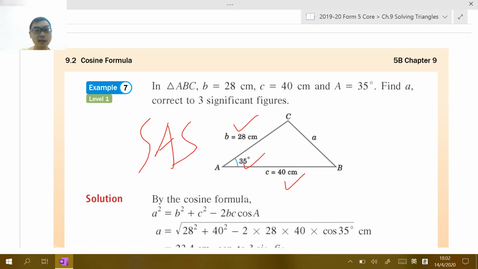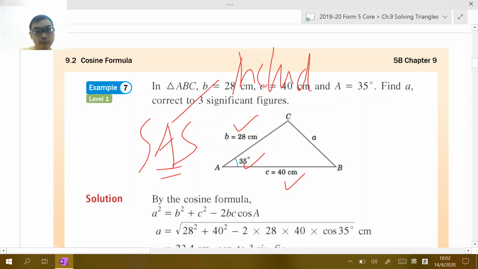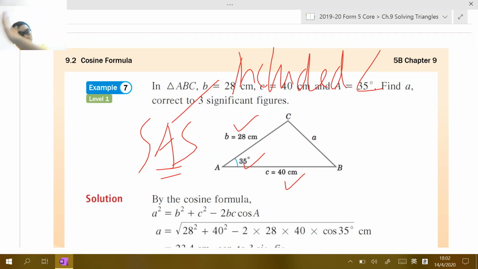And do remember that in SAS, the A is between the two sides. It means that this angle should be the included angle. Not the angle facing either one of the sides, but the two sides should cover the angle, or the sides actually generate the angle. So we call it SAS.